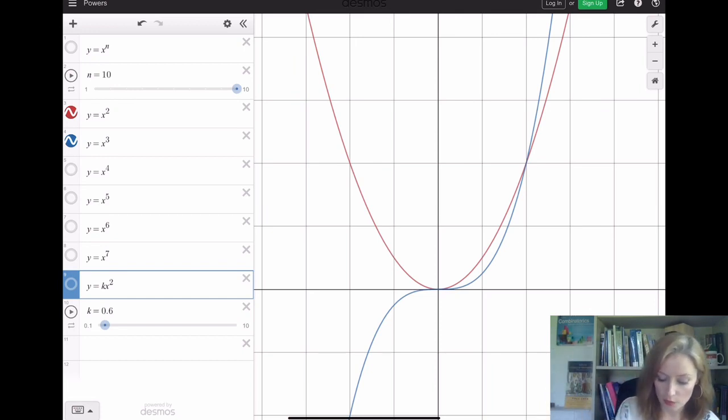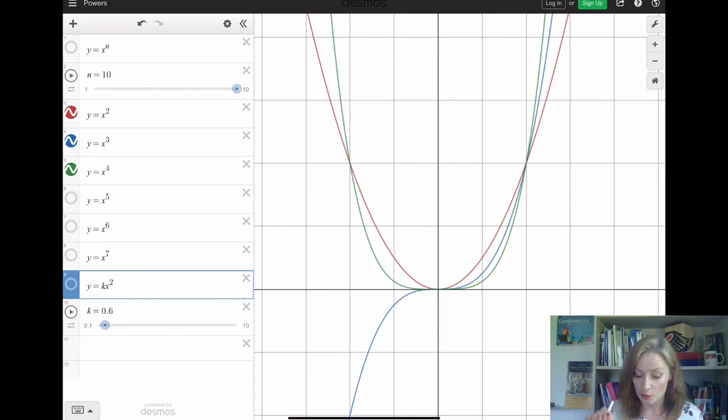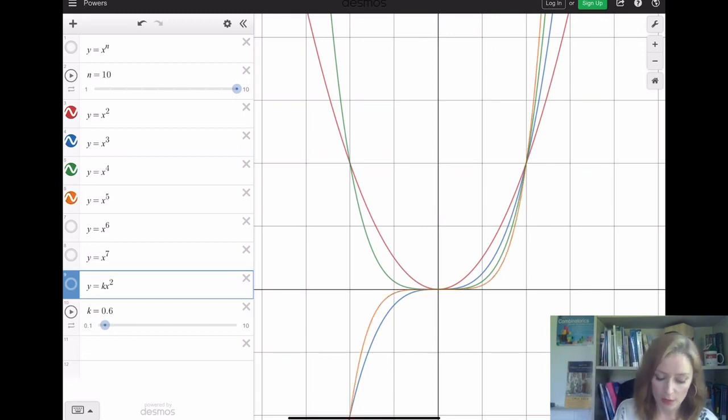If I draw x to the fourth, note that in the beginning, near the origin, before the point of intersection, x to the fourth, which is my green graph here, lies even lower between 0 and 1, and then at 1 the situation reverses and it becomes the graph that is above every other graph. If I draw x to the fifth, it's going to be lower still, flatter between 0 and 1 near the origin, and then it's going to surpass everybody and grow fastest past the point of intersection at 1.